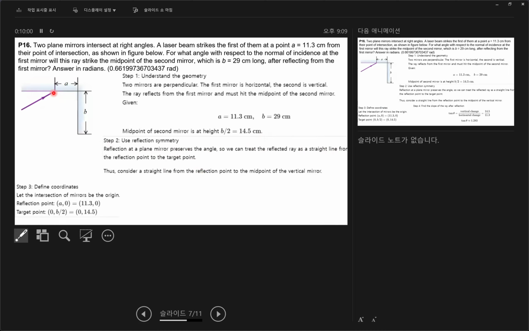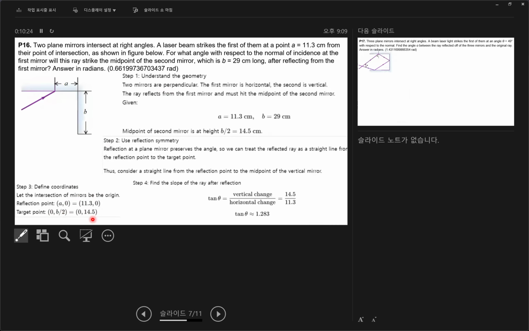And then what we need to do is come up with the reflection point, which is here. Let's say this is x, y, so that it is a, 0, and this number is given by this one. The target point is here. This is 0, B over 2. This is x over y. And then we get these numbers.